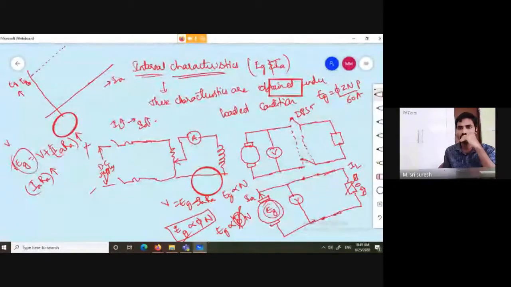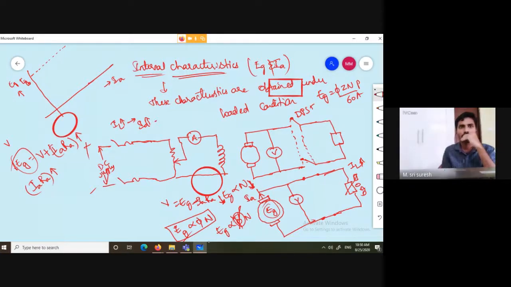By loading the generator, what happens? The speed will decrease. If the speed decreases, what happens to the EG value? EG value will decrease. Have you understood? By loading the generator, that means the load is increased. Whenever the load is increased, what happens to the speed of the generator? The speed of the generator will decrease. If the speed is decreased, EG will decrease.